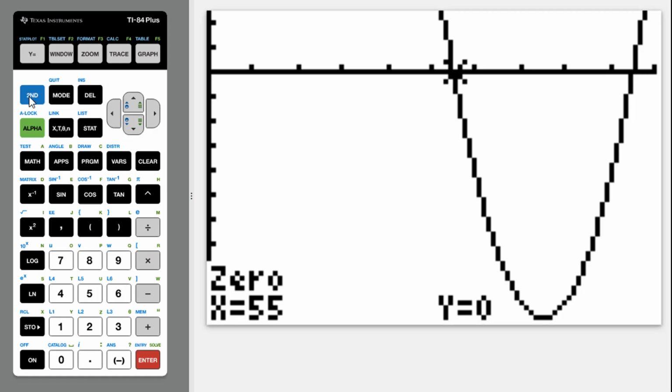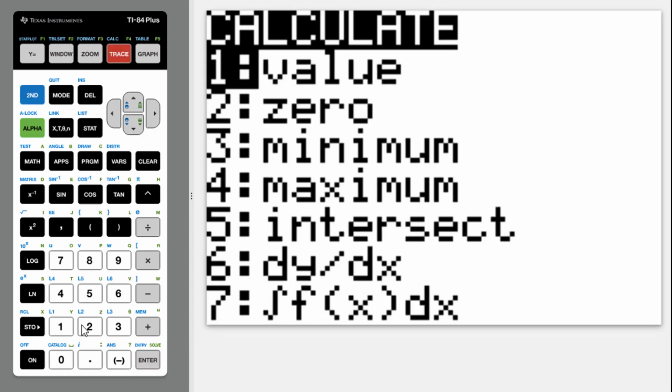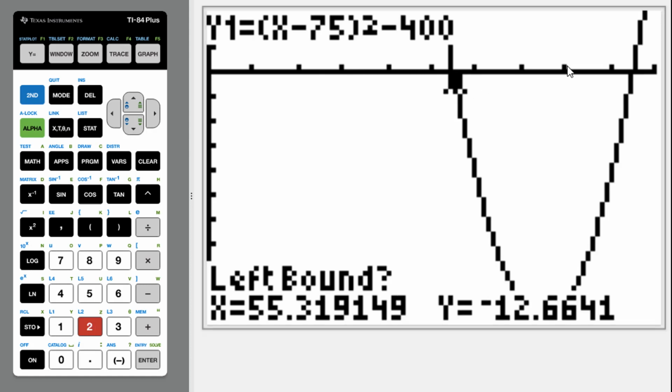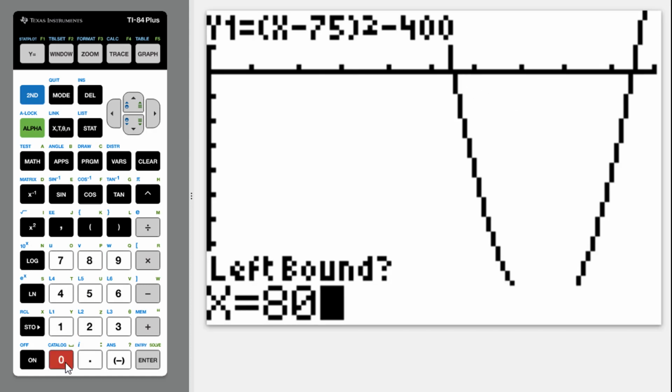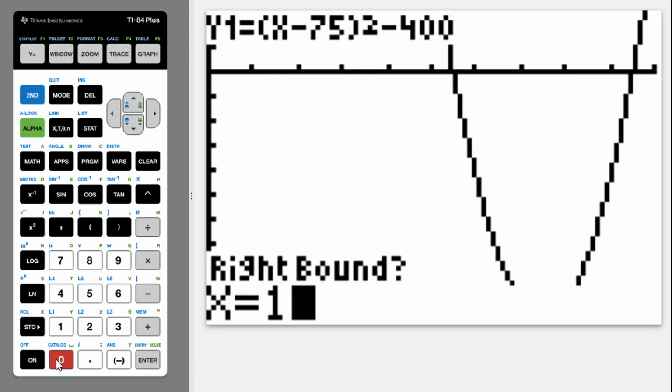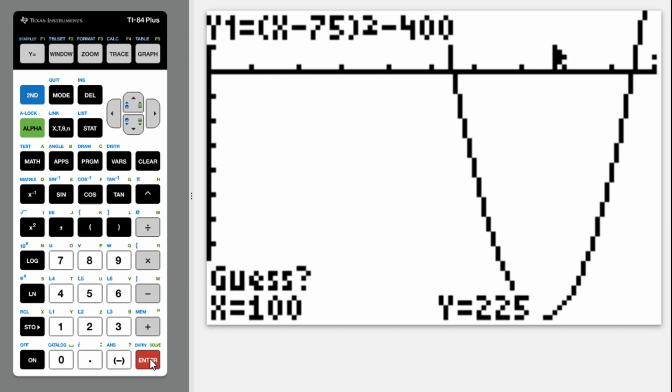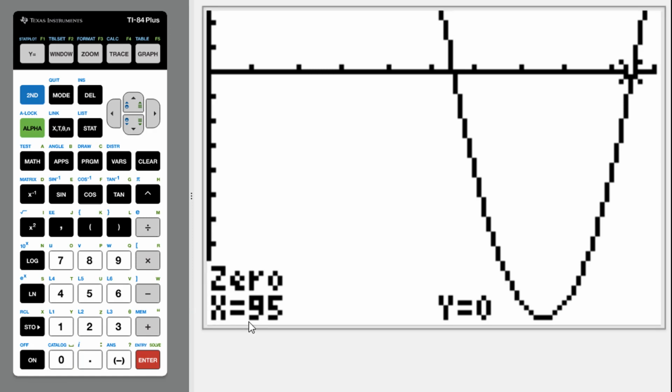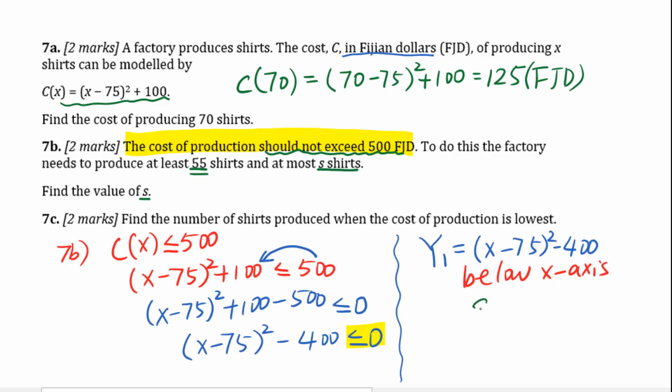Then keep going. Second trace again. Go to 2. This is 80. Let's do 80 as left bound. And right bound, let's do 100. Then enter. You will get x equals 95. So when you produce the shirts between 55 and 95, the cost shouldn't exceed $500. Therefore, for this S equals 95.